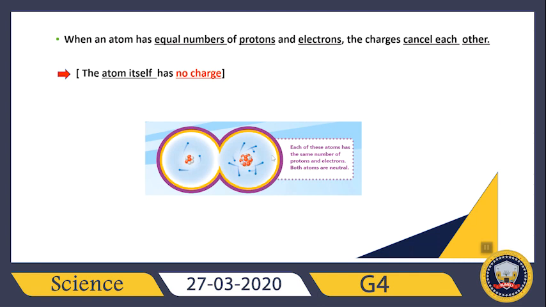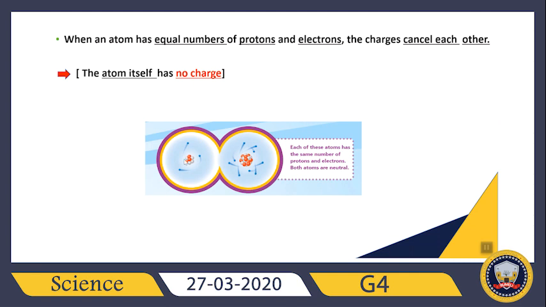Let's count together. The protons are the red ones. Let's count: 1, 2, 3, 4, 5, 6, 7, 8, 9. So we have 9 red balls, which means we have 9 protons. Now let's count the electrons, the blue ones: 1, 2, 3, 4, 5, 6, 7, 8, 9. Again 9. So the number of protons equals the number of electrons, and this atom is neutral. Neutral means it has no charge.